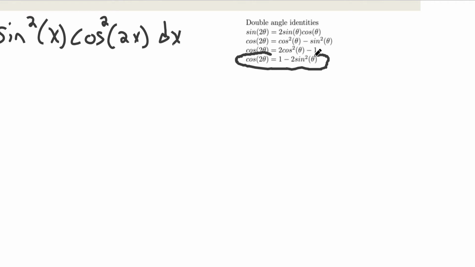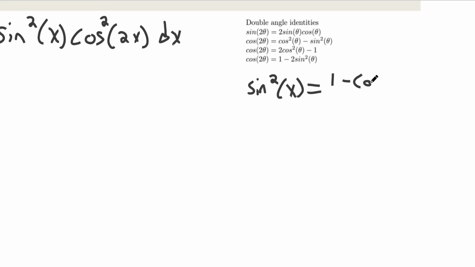Like this part of the double angle identities here, you can solve for sine squared, and if you do that algebraically, I'm going to write x instead of theta, just because my thetas look bad when I draw them. Let's see, subtract 1, divide by negative 2, so that would be 1 subtracted by cosine of 2x, over 2. Okay, so I've just rearranged this double angle identity so that I solve for sine squared.